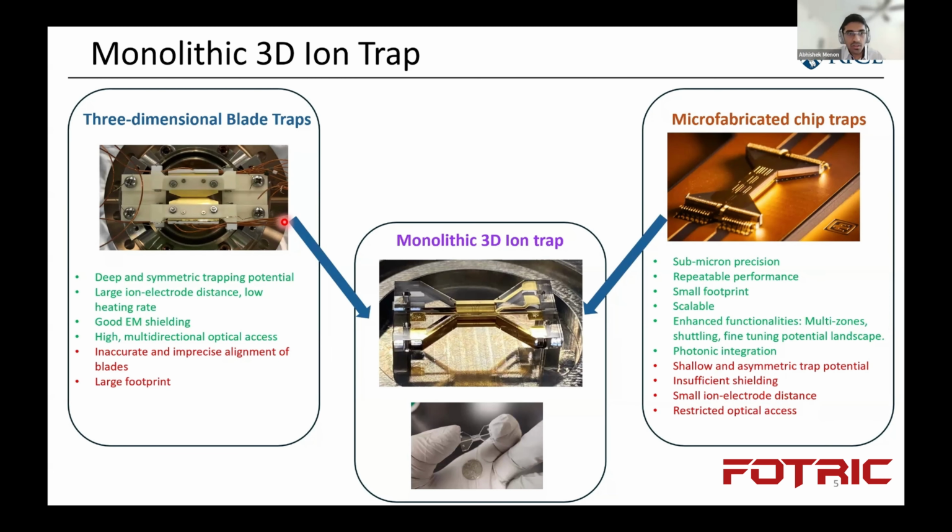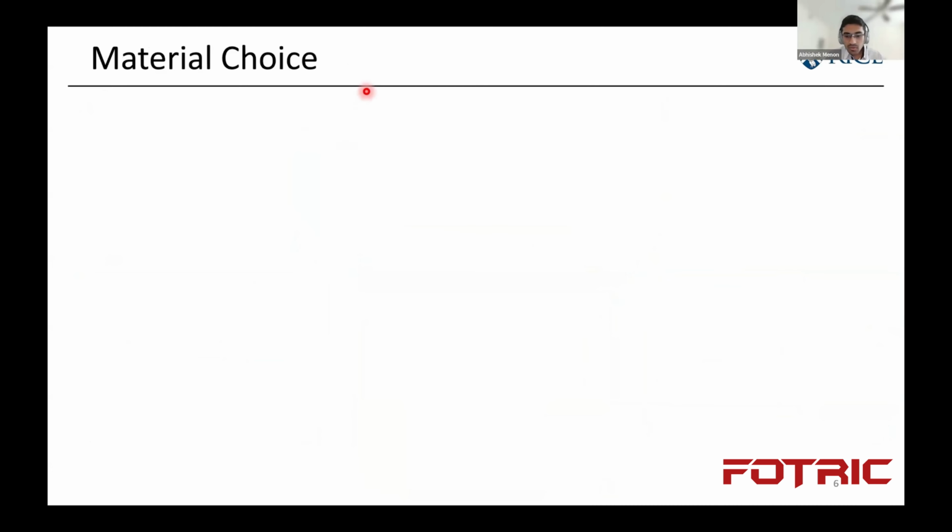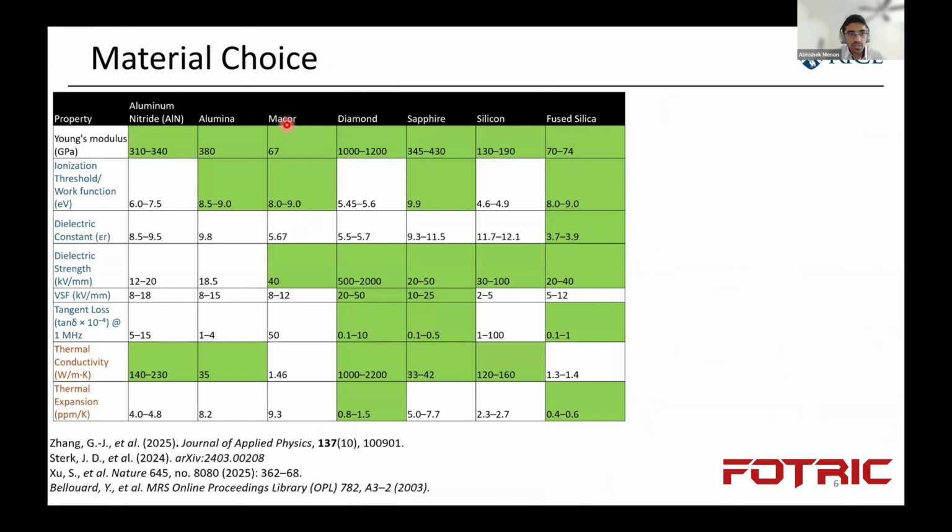Let's start with the material choice. Why did we choose fused silica? If you look up all the common materials used in ion traps, green here indicates what is most preferred in terms of each metric. You look at the mechanical properties, the electrical properties, and the thermal properties. You'll find that diamond, sapphire, and fused silica are pretty good, and diamond and sapphire are most preferable.